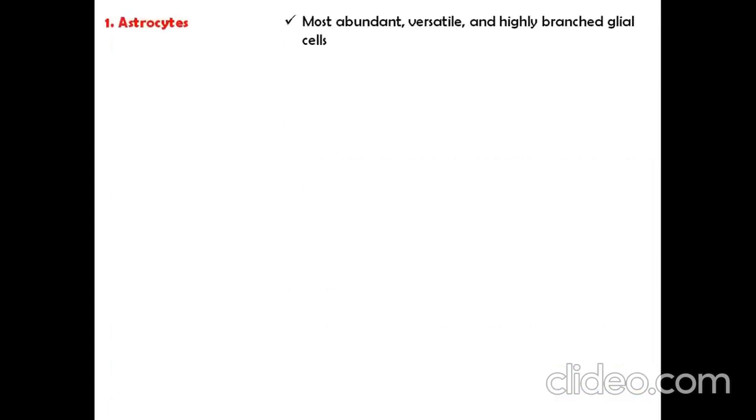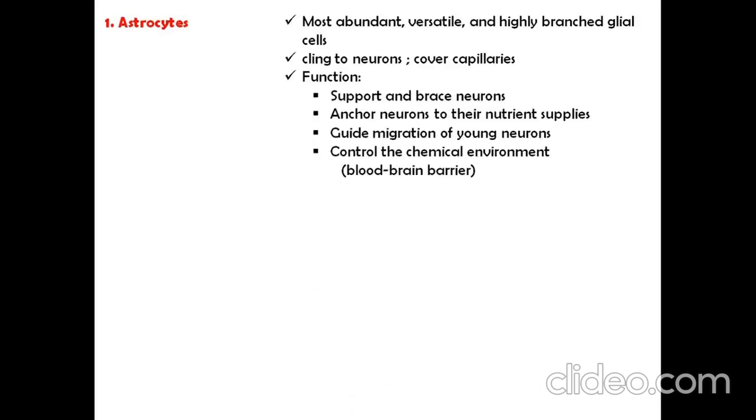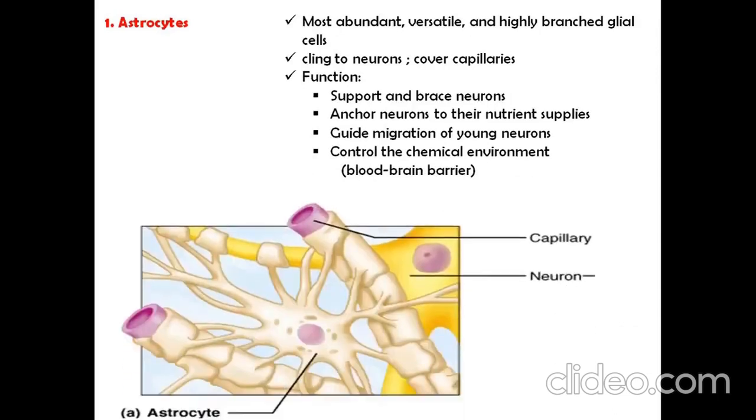Astrocytes are the most abundant, versatile and highly branched glial cells that cling to neurons and cover the capillaries. Their function is to support and brace the neurons, anchor neurons to their nutrient supplies, guide the migration of young neurons and control the chemical environment.